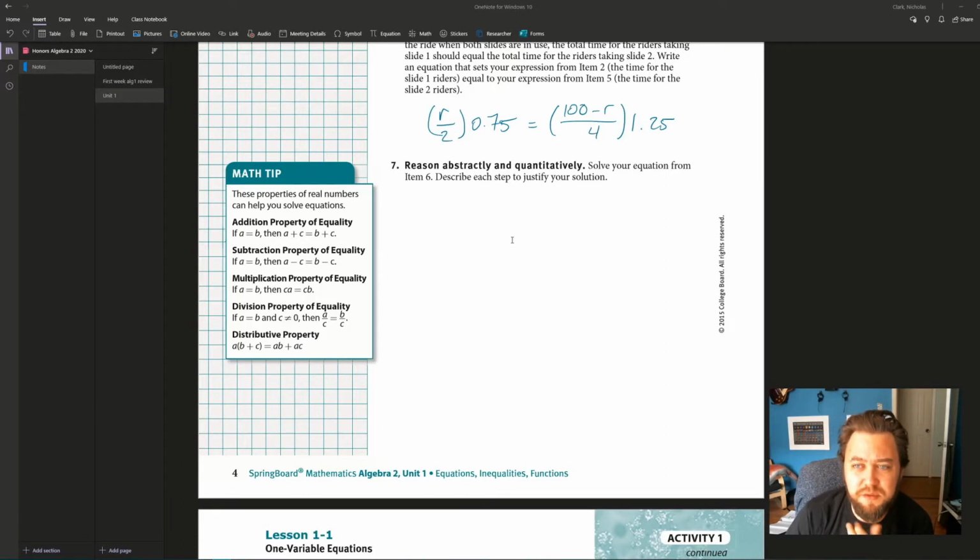All right, number 7, reason abstractly and quantitatively. Solve your equation from item 6. Seems easy enough. What I would do here would be to clear the fractions. I would simplify because I don't like having fractions when I'm doing my math. So I'm going to multiply.